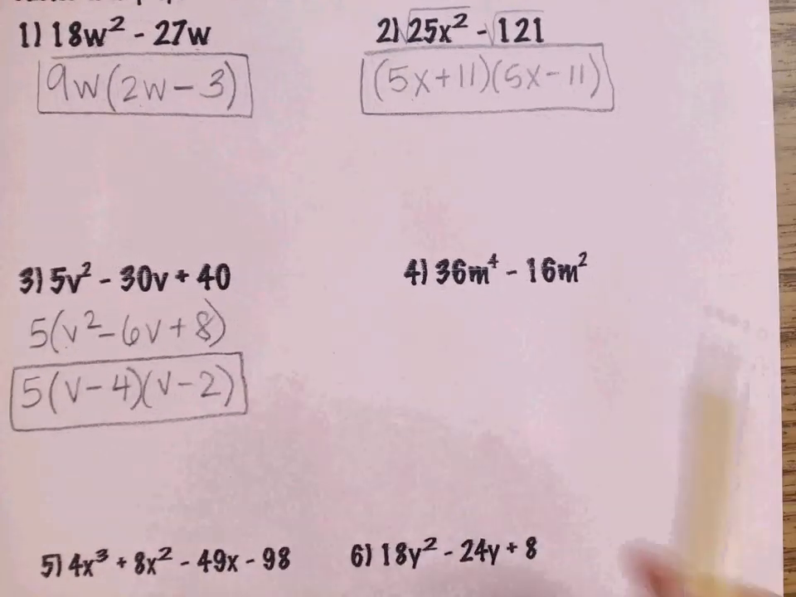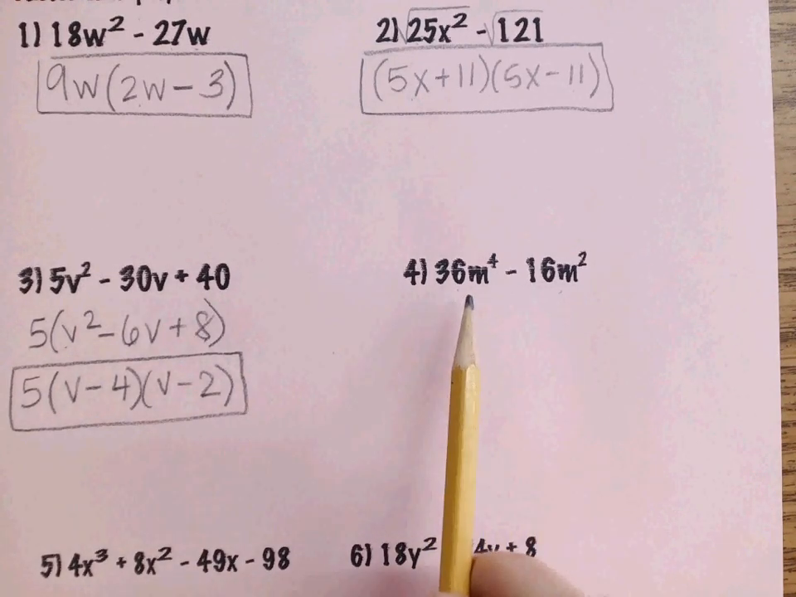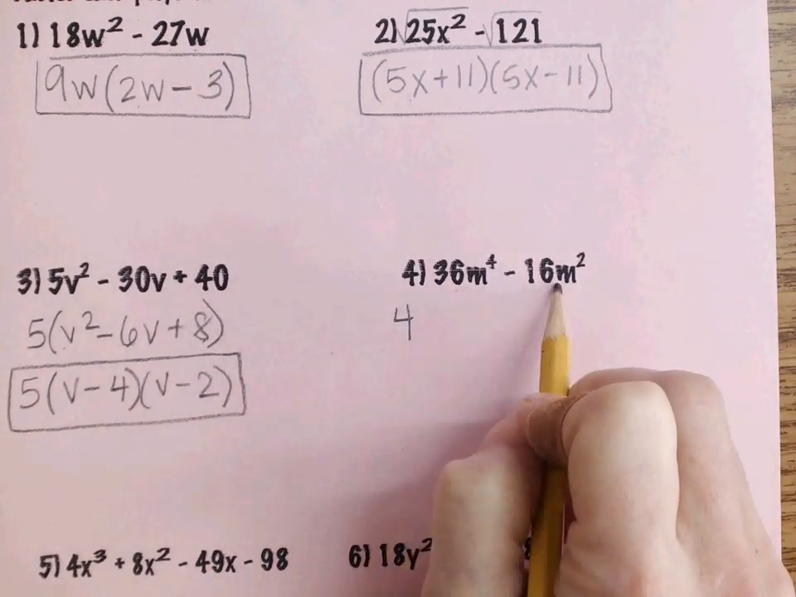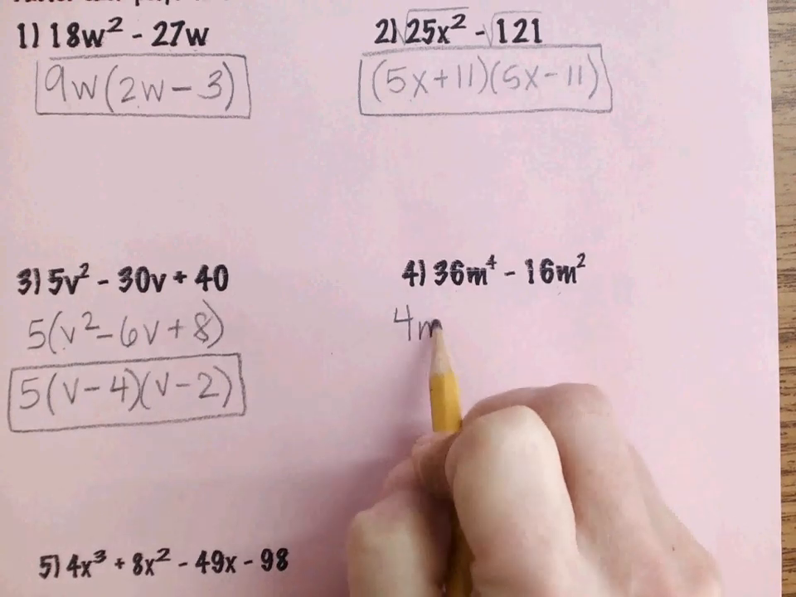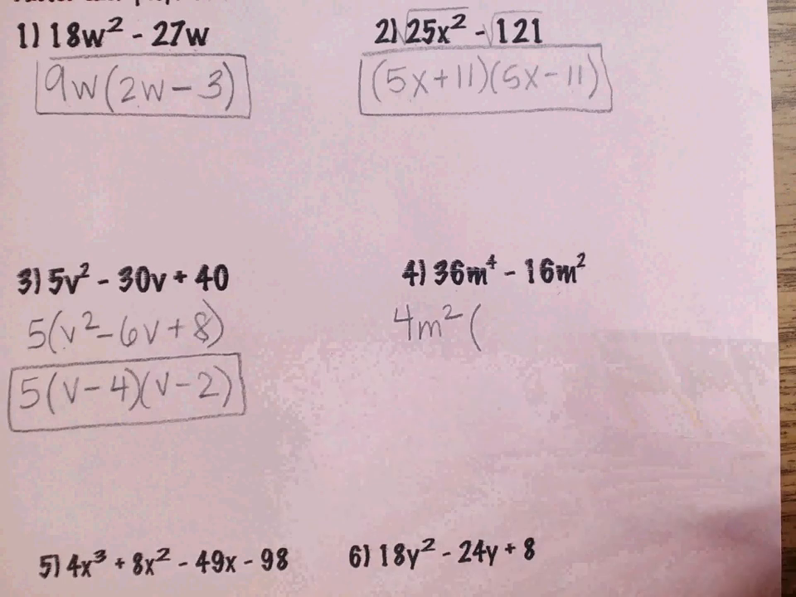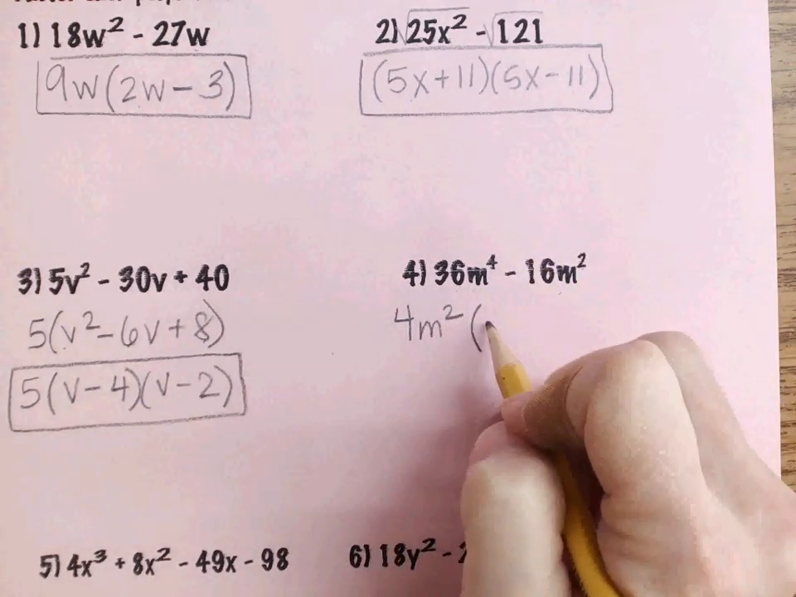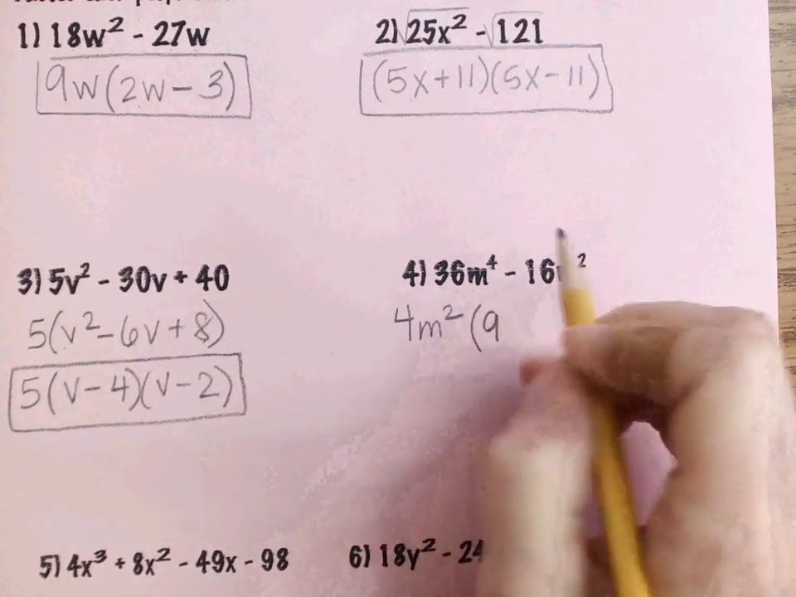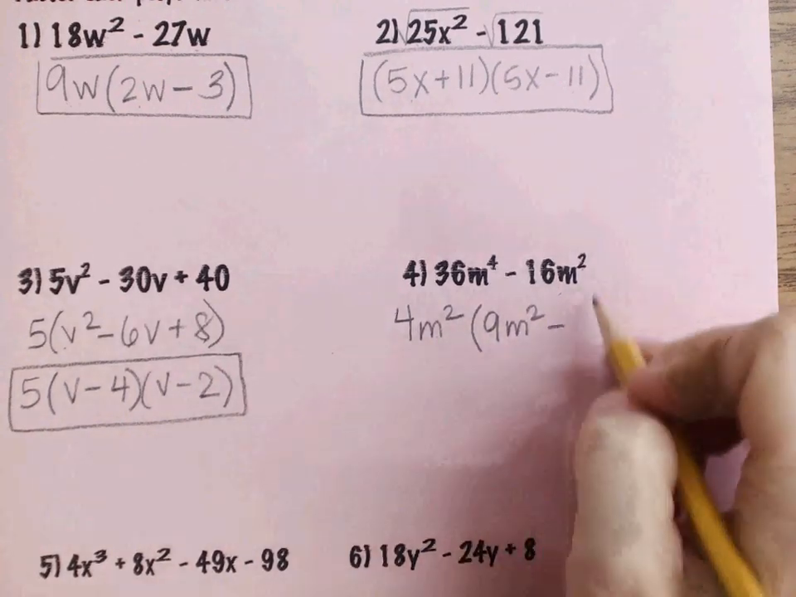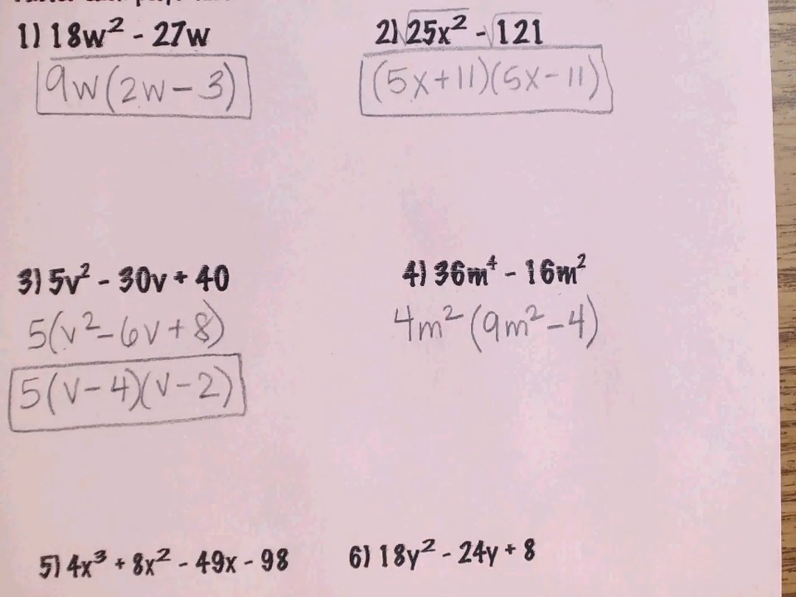So number 4, again, we're going to look for a GCF. For this one, my GCF 4 goes into both. And when I take a look at my variables, they both share an m, and I take the one with the smaller exponent, so m squared. Then divide each term by 4m squared. When I do that, 36 divided by 4 is 9. M to the 4th divided by m squared is m squared. Drop down your minus. 16 divided by 4 is negative 4. M squared divided by m squared cancels out.